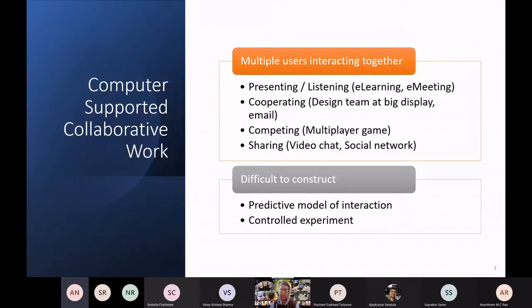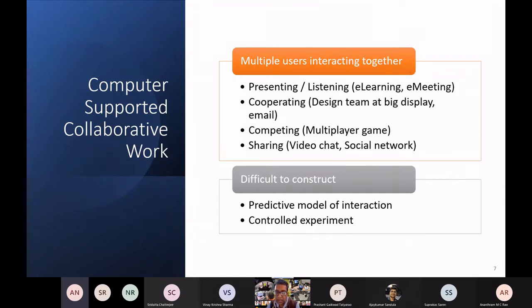Now, what are the different use cases of a collaborative robot? Here we will take one step back from the robot domain to the computer supported collaborative work domain. The CSCW domain is characterized by situations where multiple users are interacting together. So here we are not talking about robots, and instead of a single user situation, we are talking about multiple users. Here are some examples: presently I am presenting and you are listening, like an e-learning or e-meeting situation. We can cooperate together in a design space with a big display, or cooperate by email. We can compete simultaneously in a multiplayer game, or share through social networks, video chat, etc.